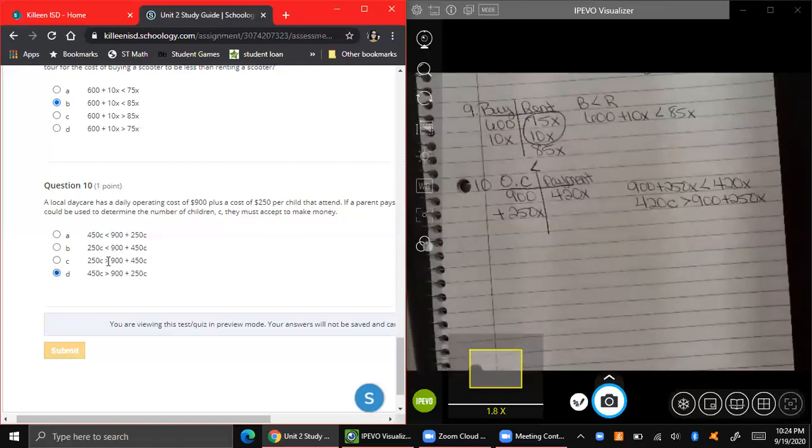So that is 1 through 10. I would recommend that you go through and you write down all of these steps and use it on your test tomorrow. Good luck and make sure you do a good job.